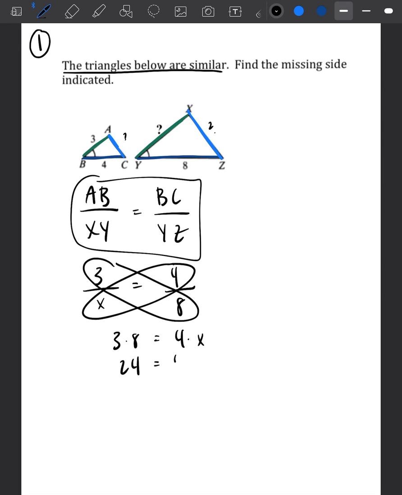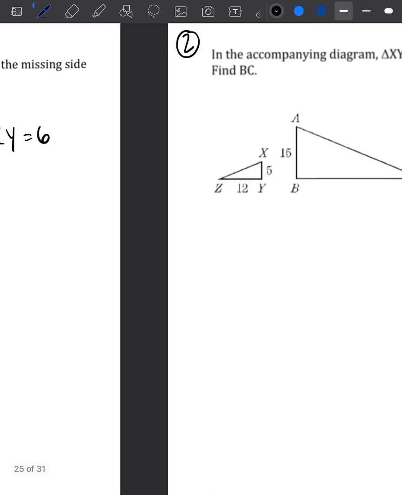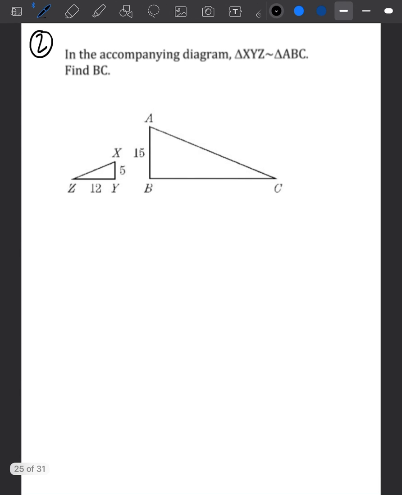3 times 8 is 24, equals 4X. You'll divide both sides by 4 to get X equals 6. So XY equals 6. Let's go on to the next one.